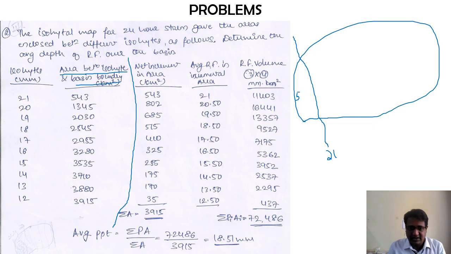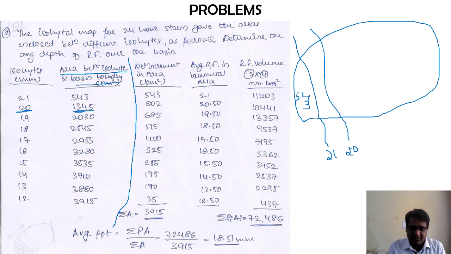543 kilometers squared is what we have here. Similarly, the next one is 20. This 20 isoheight is 1345. So this 1345 is this entire area.